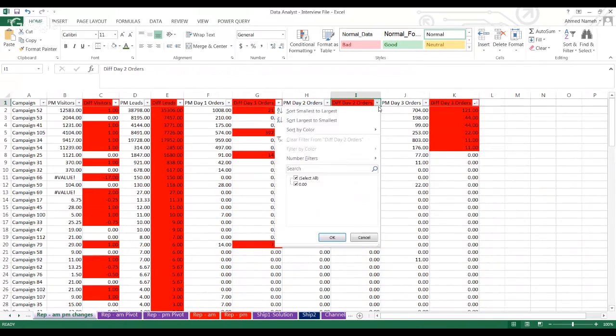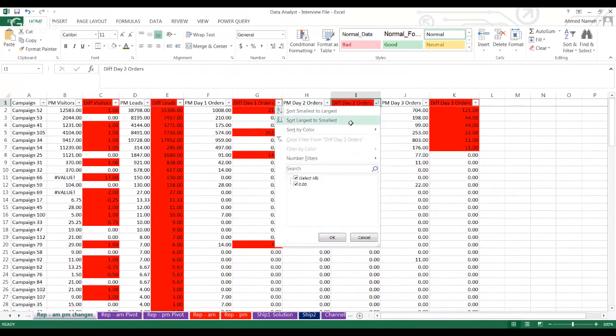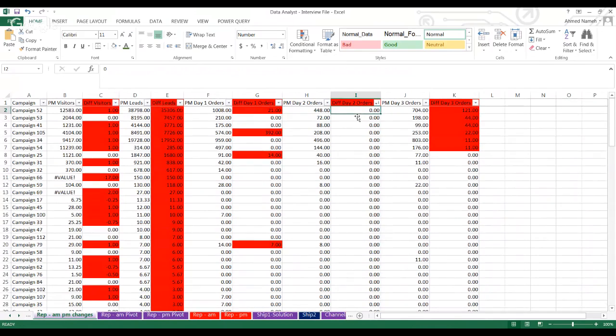Move on to day 2. Sort from smallest to largest. Sort again from largest to smallest. As you can see, day 2 orders between the PM and the AM did not change. They're essentially identical for each and every single campaign.